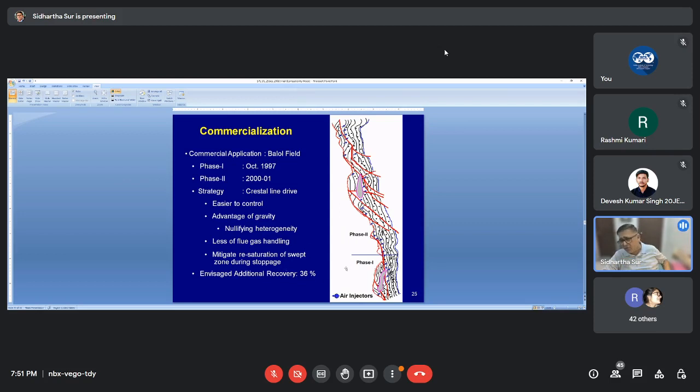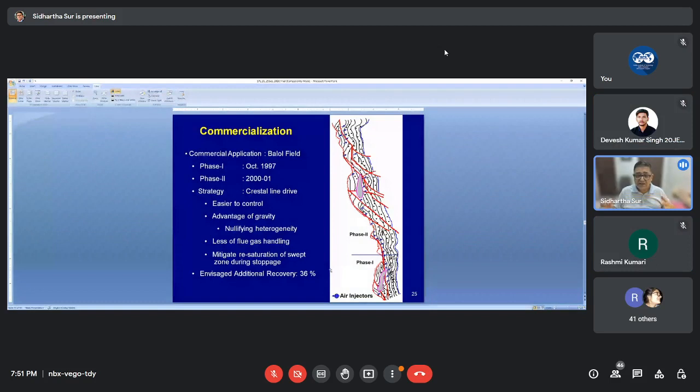Then, air injection can get stopped sometimes due to operational reasons, power failures, power shutdowns. So there are every possibilities of resaturation of swept zones, and that also gets mitigated if you are operating the process from the top. So additional envisaged recovery was around 36% over the primary. So around 50% was the envisaged total recovery that would be retrieved after 25 years.